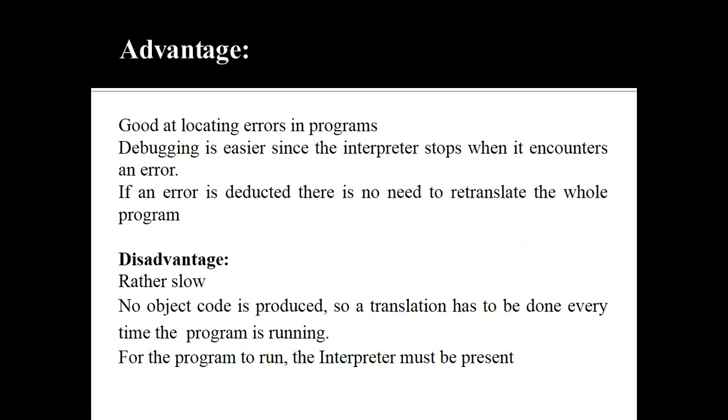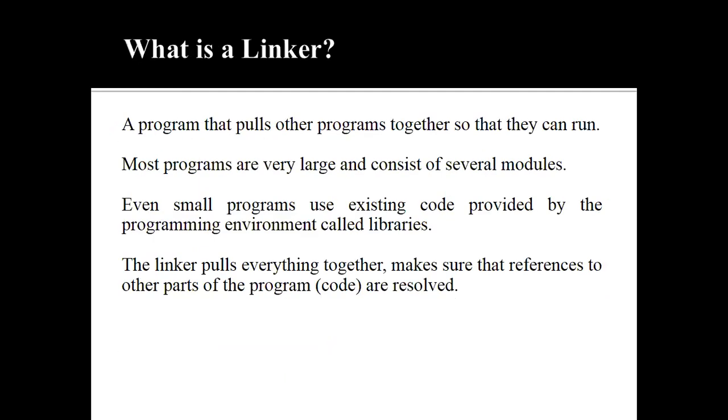However, among the disadvantages, it is slow because you have to perform each step and follow that specific cycle. No object code is produced. If you need the object code, you will not have any. However, with a compiler, you have the specific object code that you can use again and again, and you can store it. A translation has to be done every time the program is running. For the program to run, the interpreter must be present.